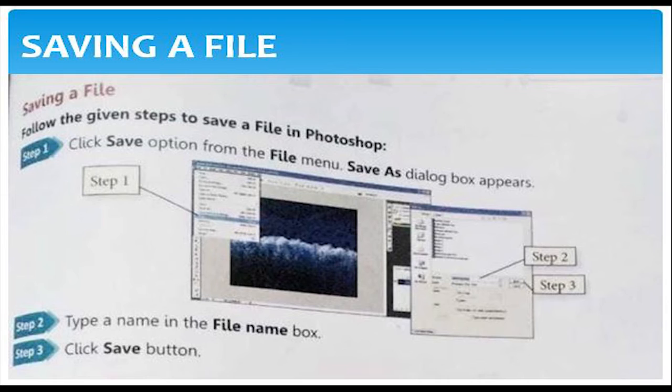To save a file, click on the save option from the file menu and the save as dialog box appears. Type the name in the file name box and click on the save button. The image will be saved.